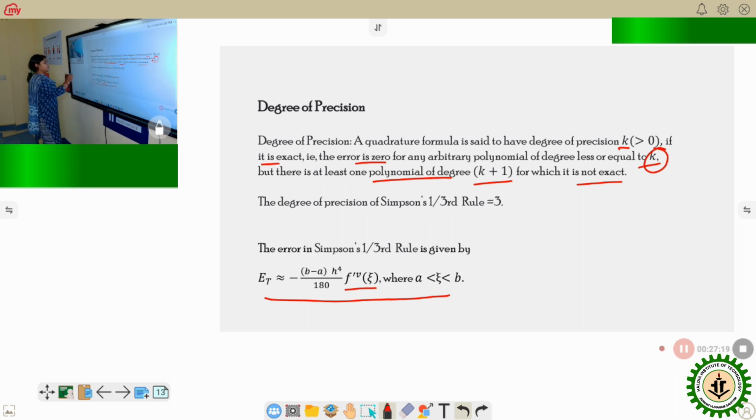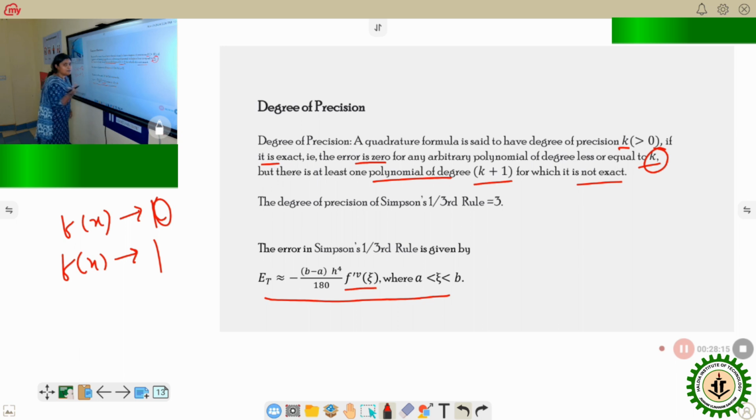Suppose I take f(x) as a polynomial of degree 0, which means a constant term. Now if I take a constant term, what will be the first order derivative? That will be simply 0. So the error term will be 0. If the first order derivative is 0, then second order, third order, fourth order, all will be 0. Similarly, suppose f(x) is a polynomial of degree 1. Then the first order derivative of f(x) will give some value, but the second order and higher derivatives will be 0. That means when we put this value, the error term will be 0, meaning no error will be there.